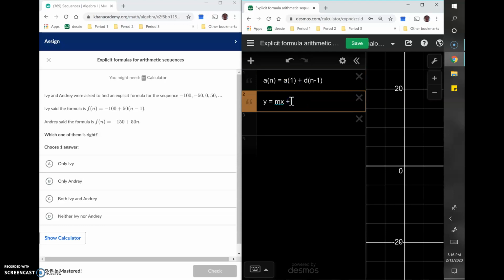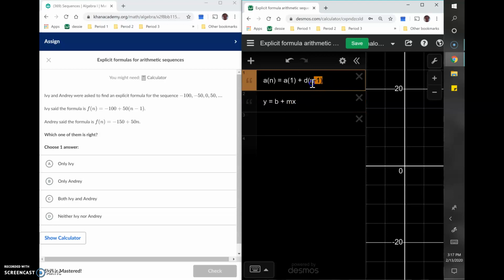I'm just going to drop the b first, so that way you know, oh okay, cool, b is the same thing as a of 1. It's the first term, the starting value. And then m would be essentially the same thing as the difference, right? The difference tells you how much these terms are changing by, which is the same thing as how much the line is changing between two coordinate points.